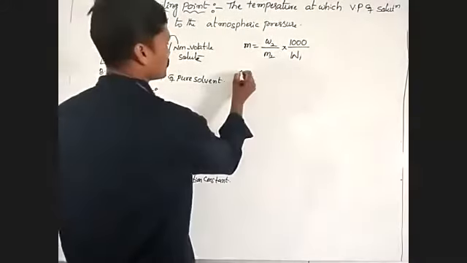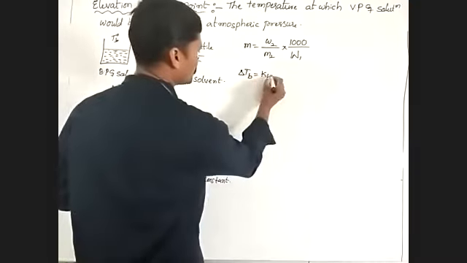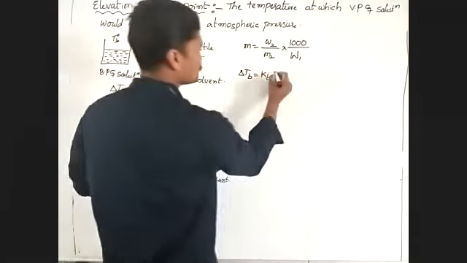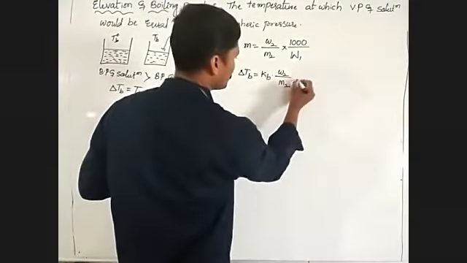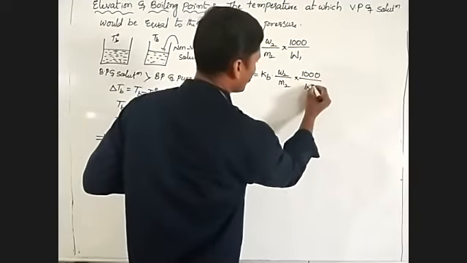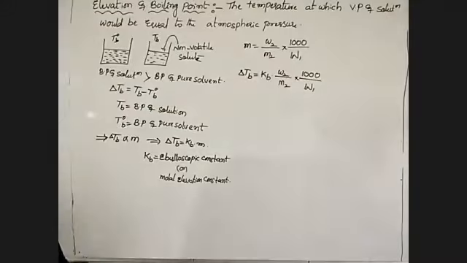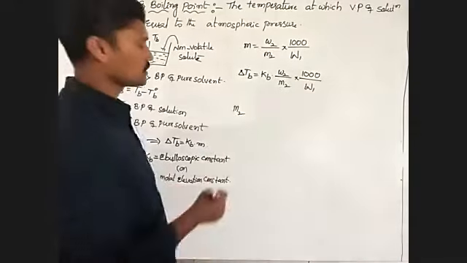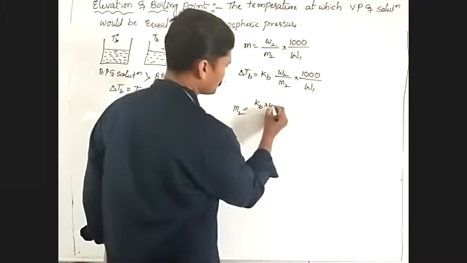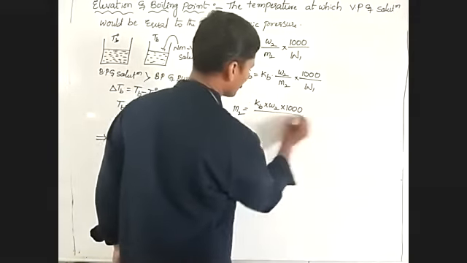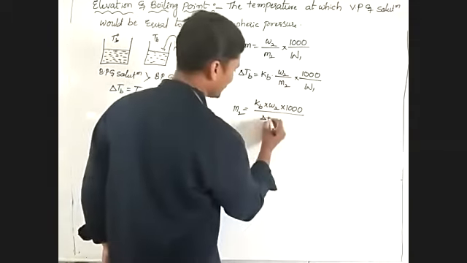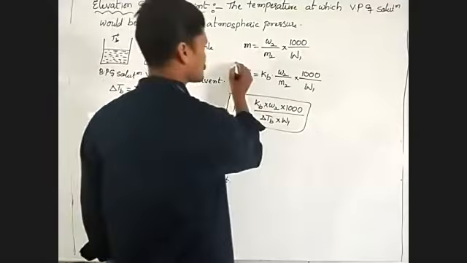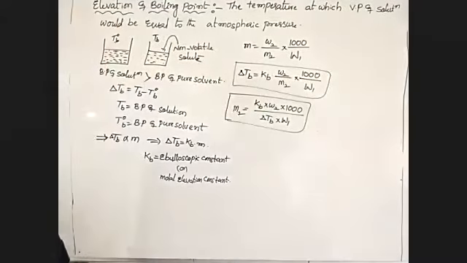Now delta TB is equal to Kb into m, and m means W2 by M2 into 1000 by W1. You can calculate the molecular weight of solute: M2 is equal to Kb into W2 into 1000 by delta TB into W1. This is the elevation of boiling point.